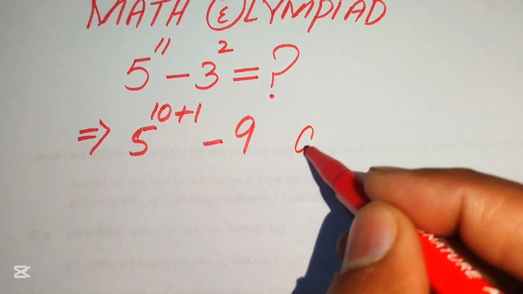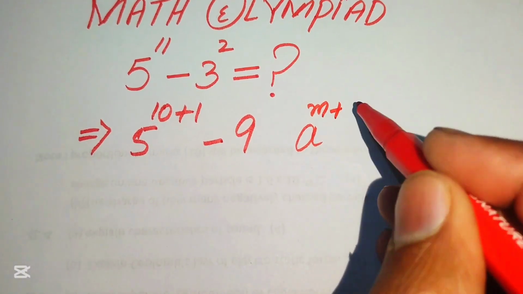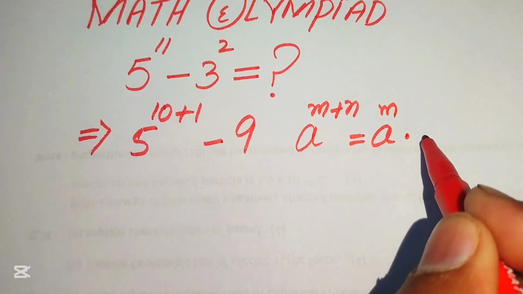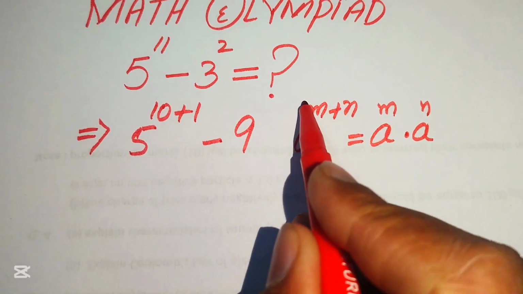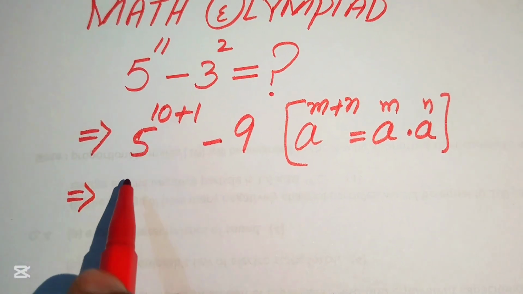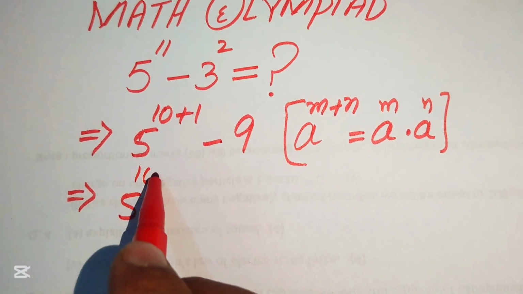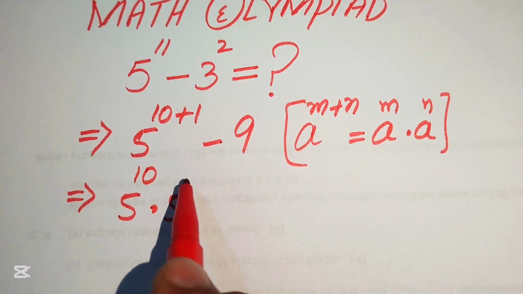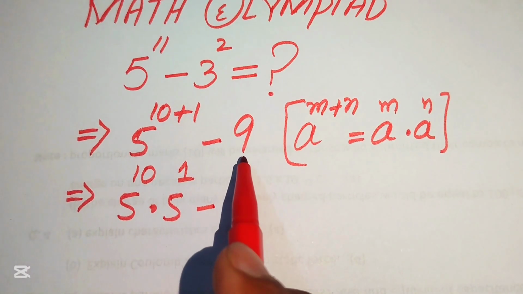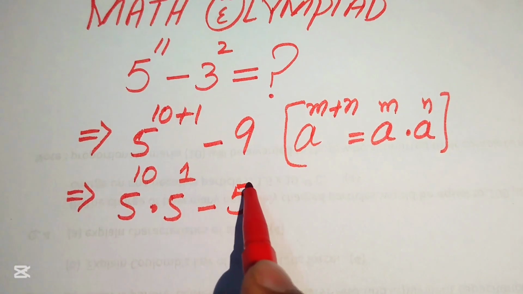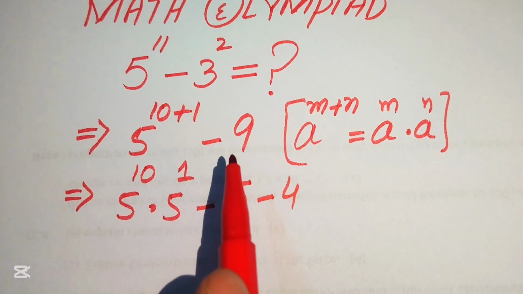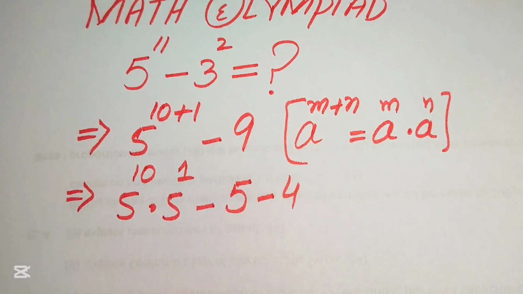You know that a to the power of m plus n equals a to the power of m times a to the power of n. According to this exponent law, we break the exponent of this term, and it will be written as 5 to the power of 10 into 5 to the power of 1 minus 9, and we write this 9 as 5 plus 4. We know that minus 5 minus 4 equals minus 9.